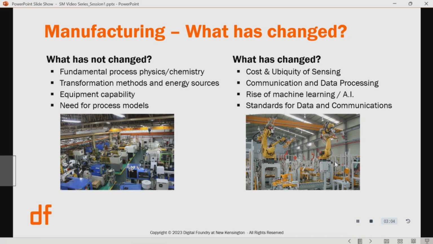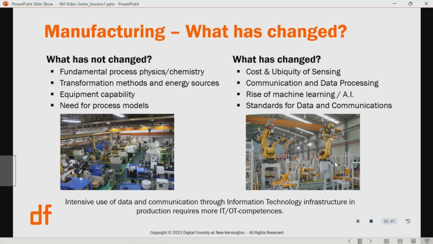What has changed and has really enabled the explosion of smart manufacturing and the potential for smart manufacturing is the low cost and the ubiquity of sensing, the ability for sensors to be placed just about anywhere in your operations to give you better eyes and information on what's truly happening in your environment, with your machinery, and in your operational processes. Communications and data processing have changed radically, as has the rise and the availability of machine learning and artificial intelligence, as well as the standards for data and data communications.